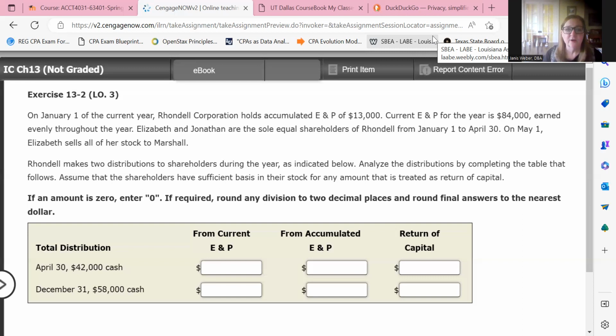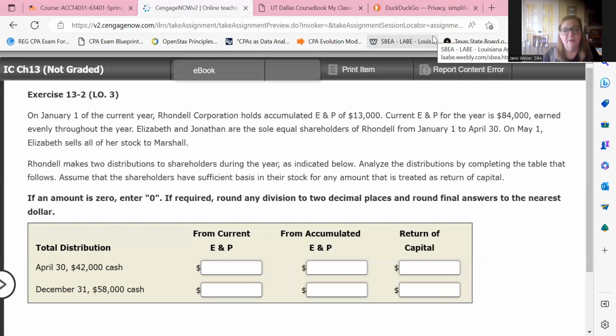All right. So on January 1st of the current year, Rondell Corporation holds E&P accumulated at $13,000. Current E&P for the year is $84,000, both positive, which is good, right? So we think, oh, good. Maybe we won't have to worry about how to characterize these distributions. We'll know they're going to be dividends because we have E&P current and E&P accumulated. So that's usually the truth. But sometimes a distribution is higher than even those two positives. So we have to look at it and just see.